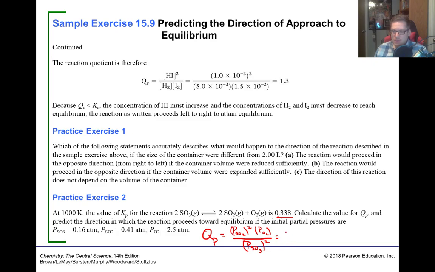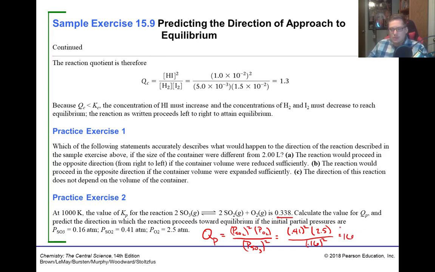So the partial pressure of SO2 would be 0.41 squared, times the partial pressure of O2, which is 2.5, and then the partial pressure of SO3, which is 0.16, and again, that would be squared. So you take 0.41 squared times 2.5, divided by 0.16 squared. I was like, that number is not what I got earlier. So I got 16.41, so we'll just say 16. That's the value for Q.